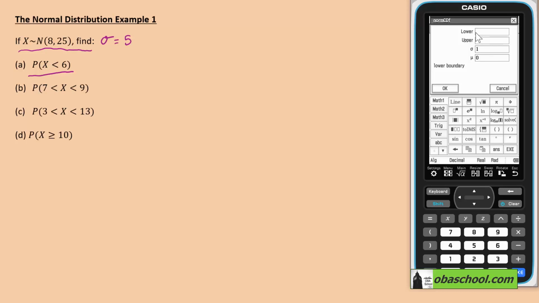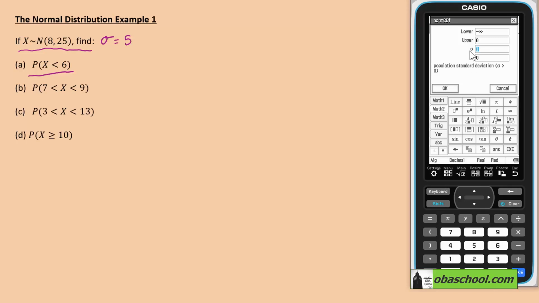Now the lower, you can just put a very small number in there. On this calculator, I do have the facility to put in there negative infinity, but I don't need to. When the standard deviation is 5, I'm going less than 6, so I could have just put the bottom in as sort of negative 100 and it will do the same sort of thing. Upper, of course, is 6 because we're looking at being less than 6.